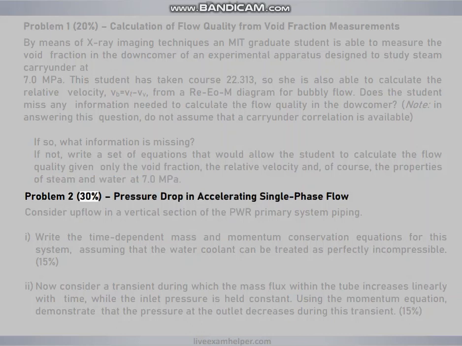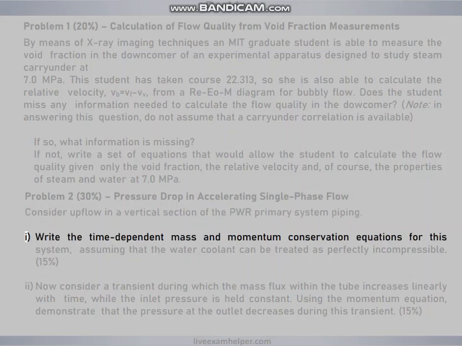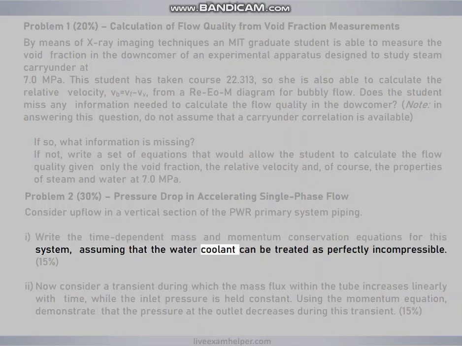Problem 2, 30%, pressure drop in accelerating single-phase flow. Consider upflow in a vertical section of the PWR primary system piping. 1. Write the time-dependent mass and momentum conservation equations for this system, assuming that the water coolant can be treated as perfectly incompressible. 15%.